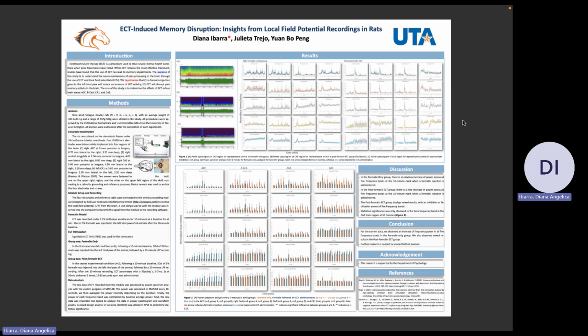In the formalin-only condition, or Group A, after a 10-minute baseline, 50 microliters of 3% formalin was injected into the left hind paw of the anesthetized animal, and LFP was recorded for a total of 65 minutes. In the post-formalin ECT condition, or Group B, after a 10-minute baseline, 50 microliters of 3% formalin was injected into the left hind paw of the anesthetized animal, and LFP was recorded for 20 minutes. After the 20 minutes, 3 ECT stimulations at 50 milliamp, given 12 to 15 seconds apart, were delivered. LFP was recorded for an additional 35 minutes.